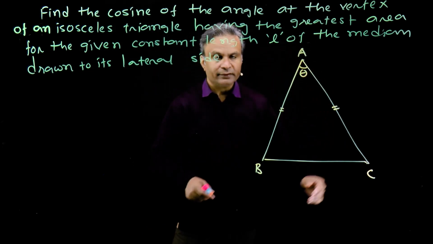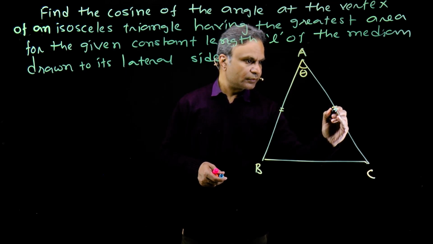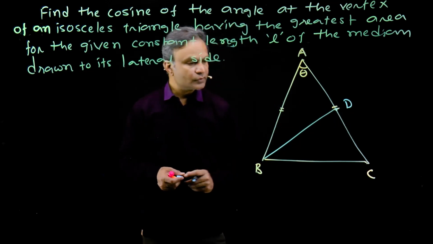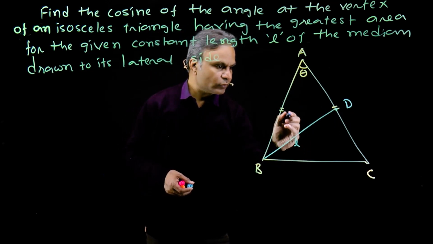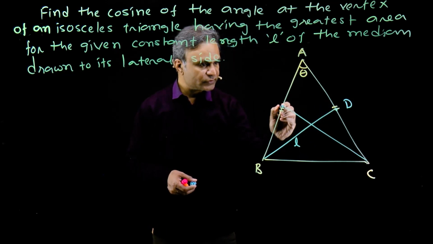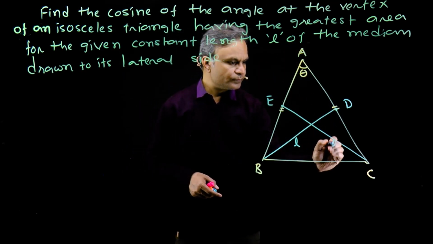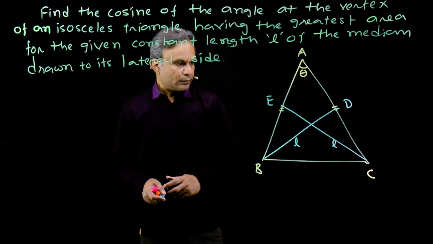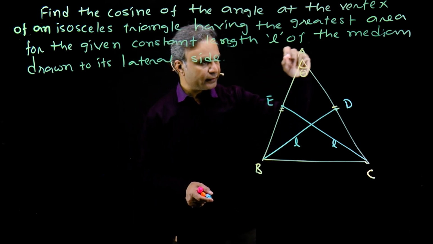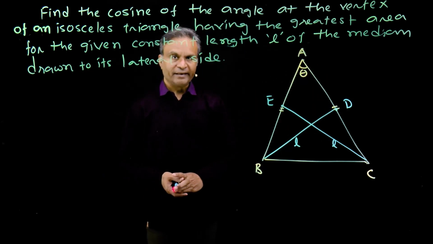These two sides are lateral sides. Let's draw this median. This is the midpoint of AC. Suppose this is point A, this is the median. The length of this median is L. The length of this other median will also be L, because these two medians have the same length as this is an isosceles triangle. So this L is fixed. Then we have to find cosine of angle theta when the area of this isosceles triangle will be maximum.